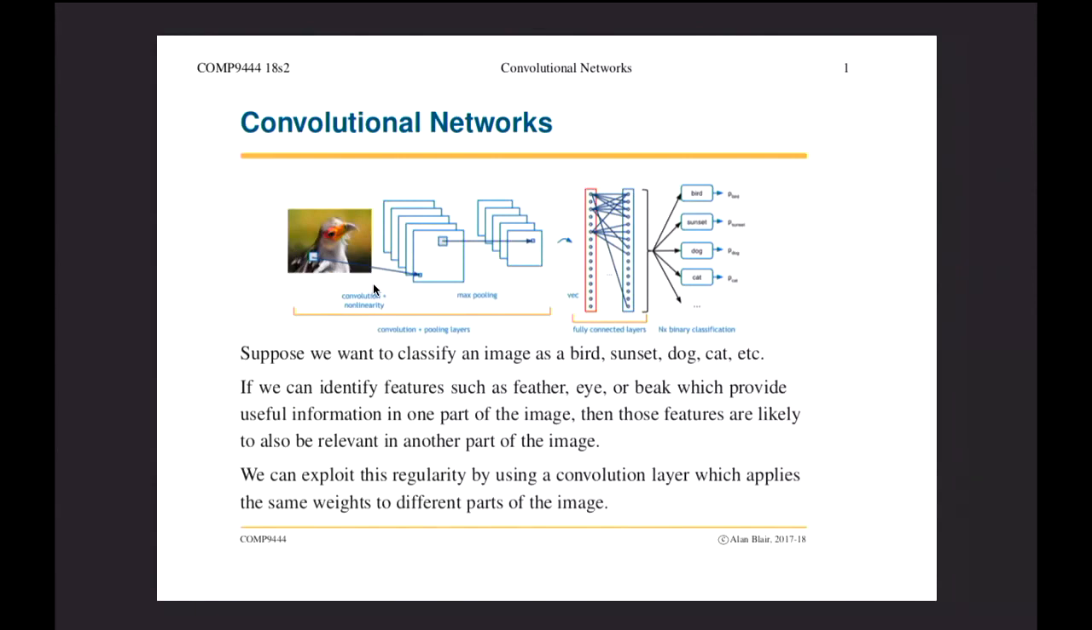Some objects are specifically located in certain places. You expect the sky to be in the upper part of the image and not the lower part. But a lot of these things could actually be in different parts of the image. Feathers could occur in a lot of different parts of the image. So the idea here is we have a network which shares weights around in different parts of the image in a kind of shift invariant way. And we'll go through this in more detail in a minute.